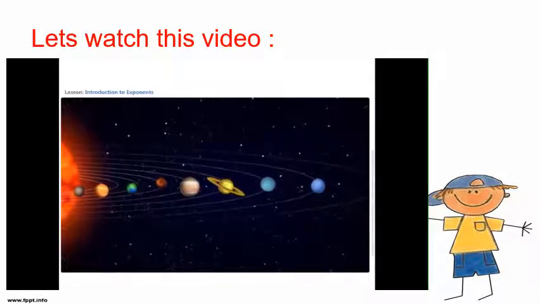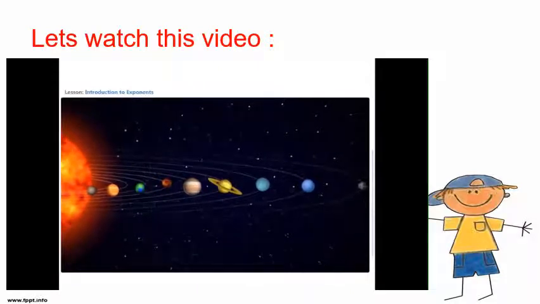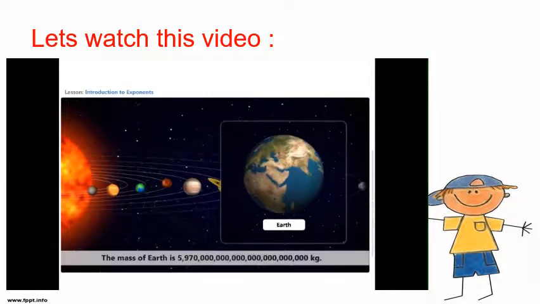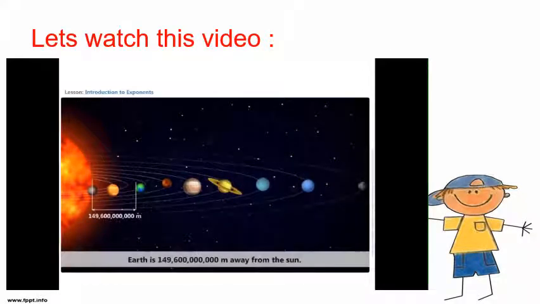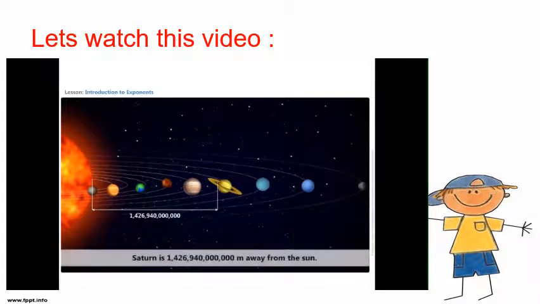At times, we come across very large numbers, like when we talk about the solar system: the mass of Earth, a very big number; the distance of Earth from the Sun; and Saturn from the Sun are all very large numbers. These numbers are difficult to read, understand, and compare. So, we need a better way to represent them.